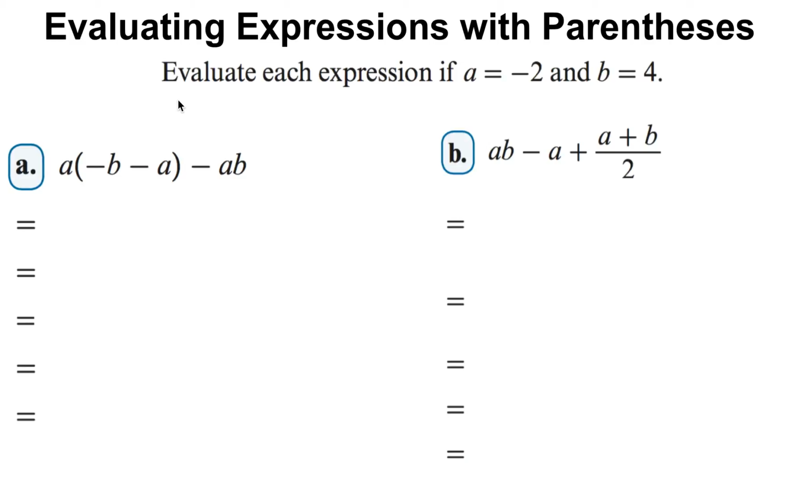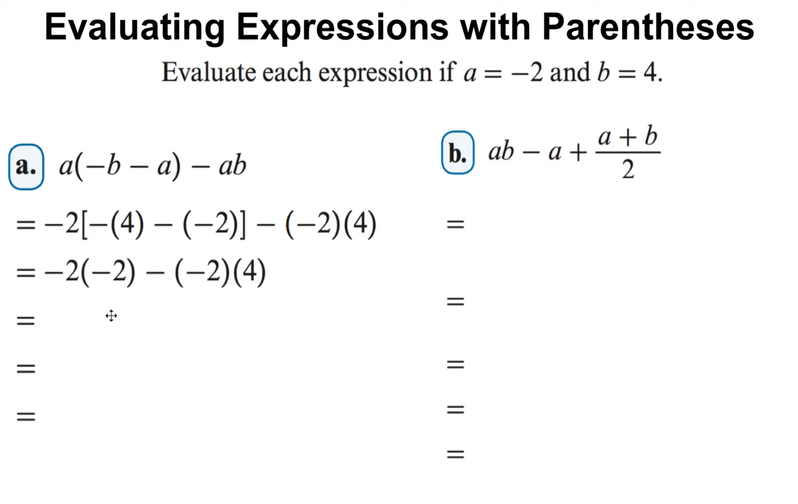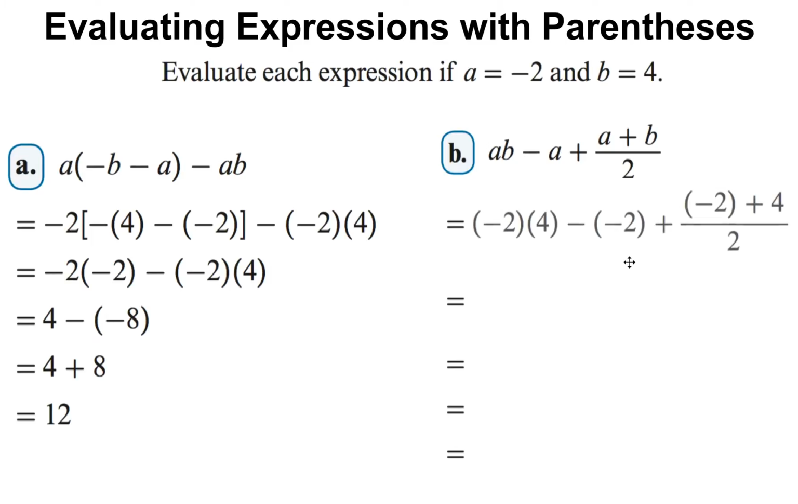All right, hope you gave that a try. Evaluating for a is -2, b is 4. The first step, just substituting in those values and then using our correct order of operations. -4 minus a -2 is -4 plus 2, which gives us the -2 right here. And then over here we have minus a -2 times 4. Now we're going to go ahead and multiply this through. We get +4 minus a -8, which is +4 plus 8, which gives us a total value of 12.